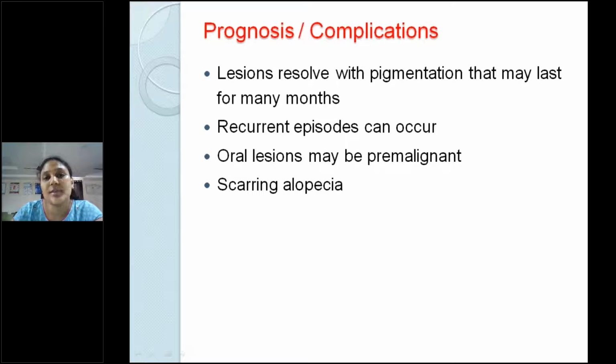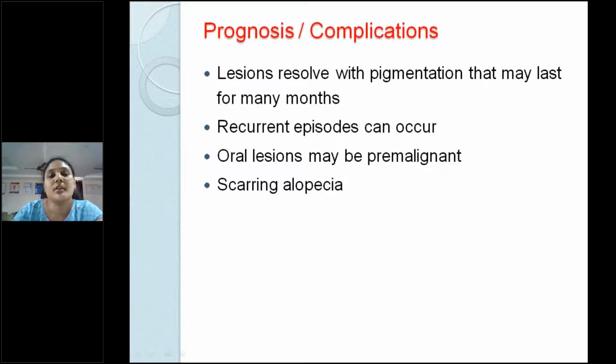The patient will always be worried. They'll ask about this pigmentation because it doesn't go, and it's not easy to treat. We have to counsel them regarding that also. Recurrent episodes can also occur. The oral lesions may be pre-malignant, especially the erosive and ulcerative forms. They have the potential to become malignant. And scarring alopecia is also one major complication with this condition.